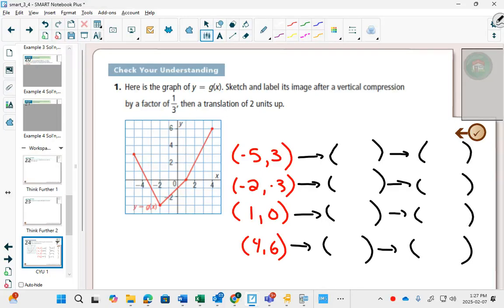I have a vertical compression by a factor of 1/3. So above this, I can show that by saying my y values have to get multiplied by 1/3. And then I need to go 2 up. So only my y values are getting changed. One of the things I can do relatively quickly here is I know my x values aren't getting changed, so I can just rewrite them. And now my y values are multiplied by 1/3. 1, negative 1, this will be 0 still, and this will be 2.